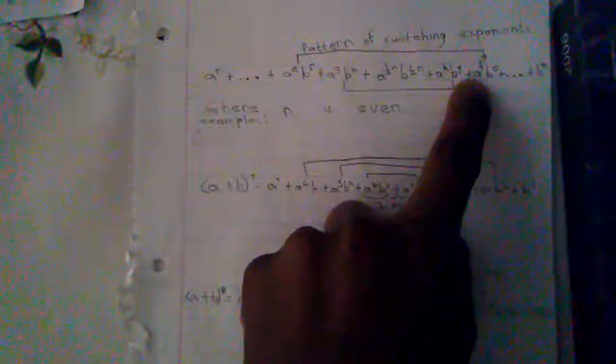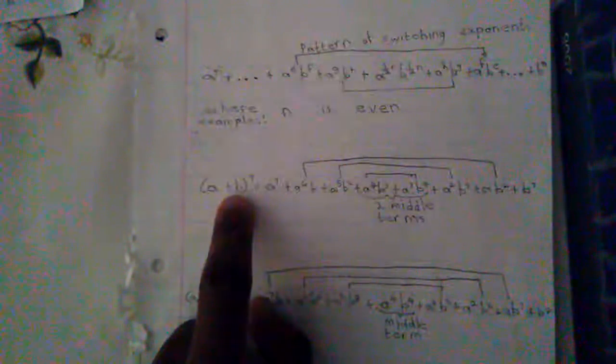So you can notice that between these two terms there's a continuous pattern of switching terms. Here a is powered by g, here b is powered by h, and here a is powered by h, b is powered by g. Similar case in between these terms. So a is powered by f here and b is powered by e, unlike here where a is powered by e and b is powered by f.